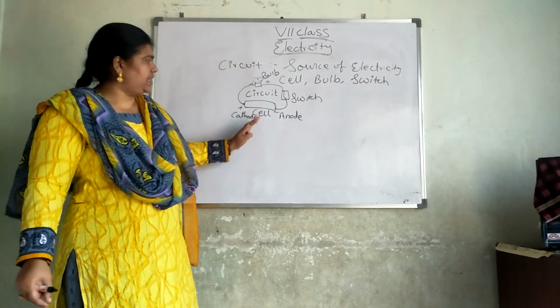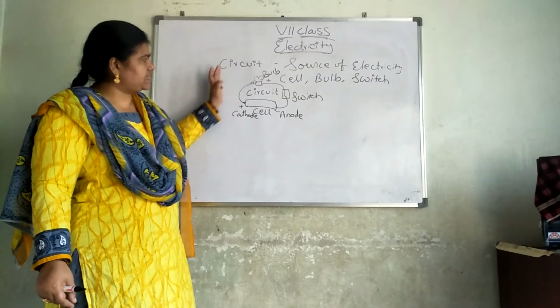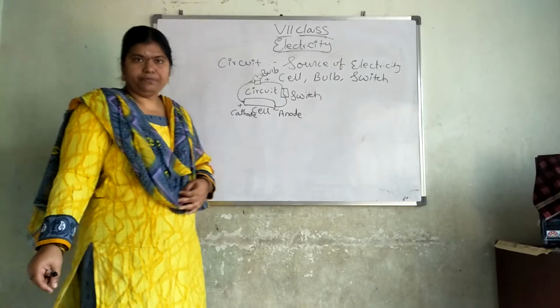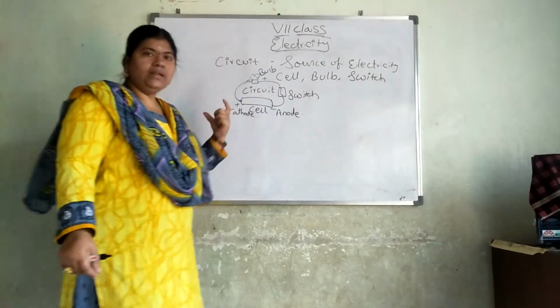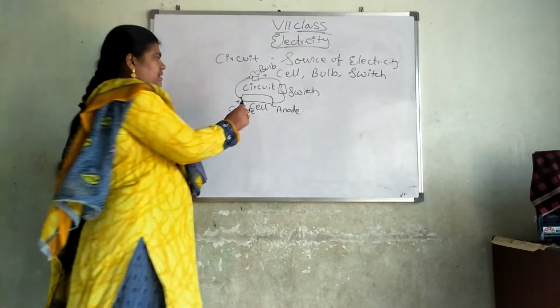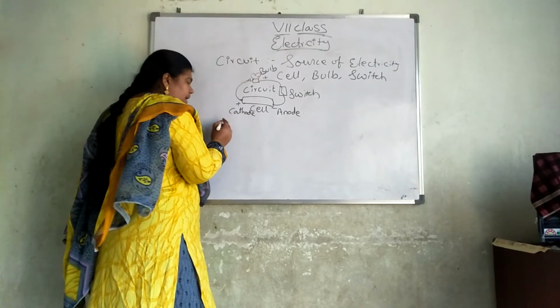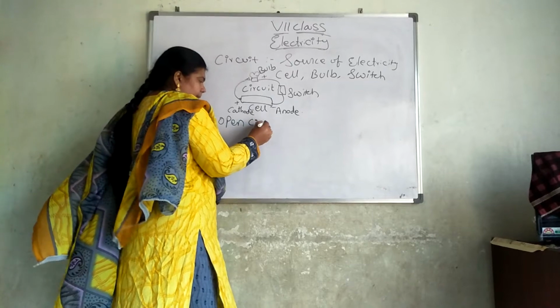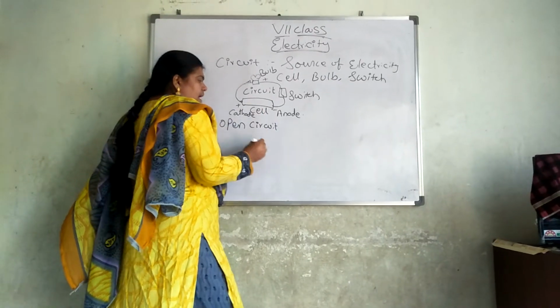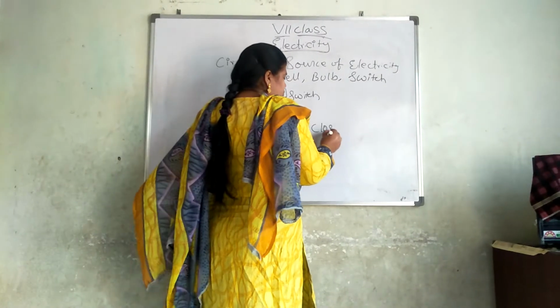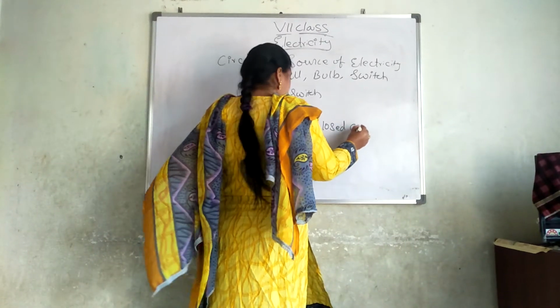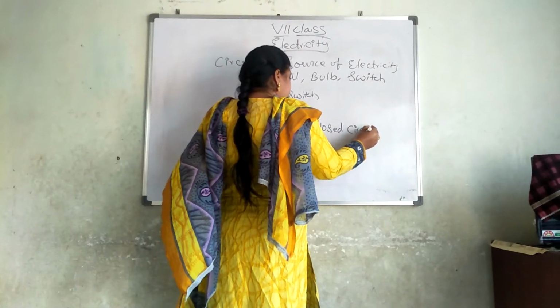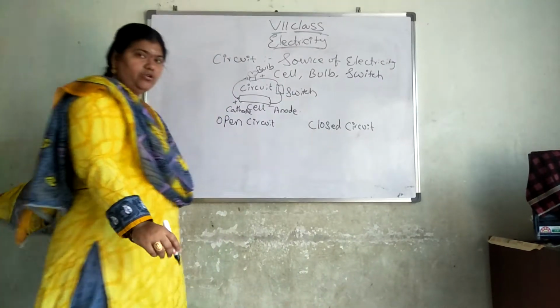So here you can see that the positive terminal of the cell is connected to the negative terminal of the bulb. Did you understand? This is the whole circuit diagram. What are the things required in the circuit? Now next we are talking about the open circuit and the closed circuit. What will happen in the open circuit and what will happen in the closed circuit?